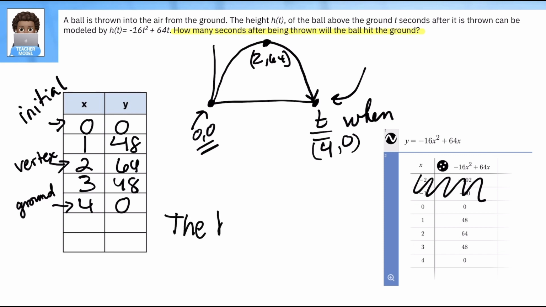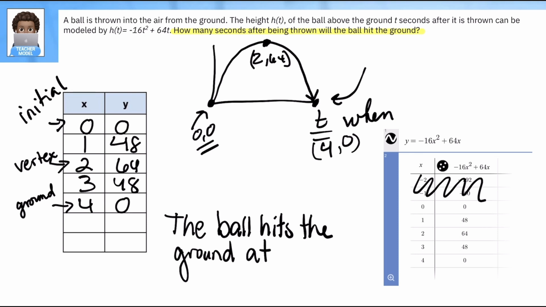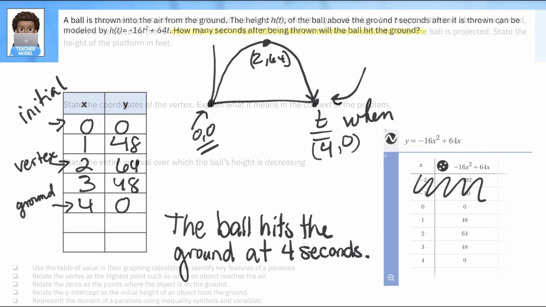So let's put that in. We never actually answered that. The ball hits the ground at 4 seconds. And done. That's it. So hit pause and jot this down into your notes.